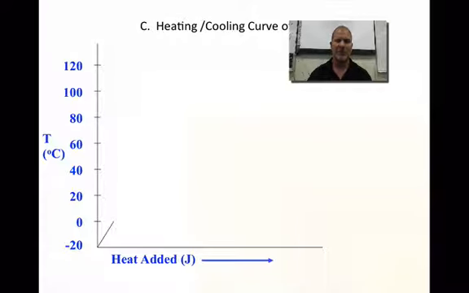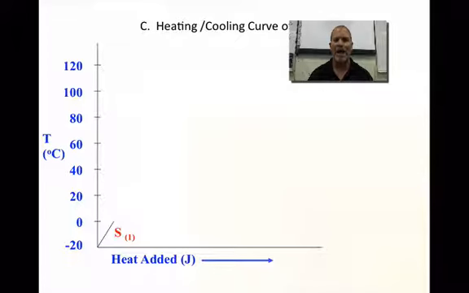So for the first one, we're going to start at negative 20 degrees and go up to 0. Remember, we're doing this for water, so water is going to have 2 flat lines. One is the melting point, and the other one is the boiling point. So we're going to stop at 0. My ice is still a solid, it's just warming up.